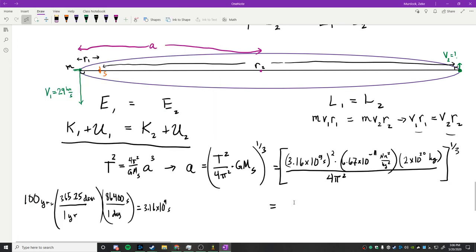It looks like 3.2 times 10 to the 12 is what a is. So we get that the semi-major axis in this case is 3.12 times 10 to the 12. Yeah, there you go. Thank you, Jose. Exactly, it's right above the comma key.